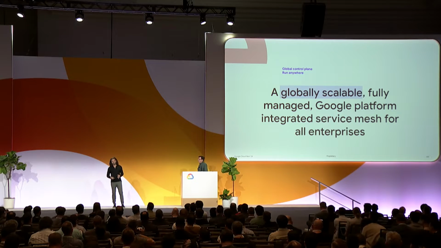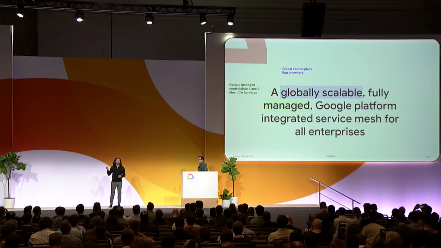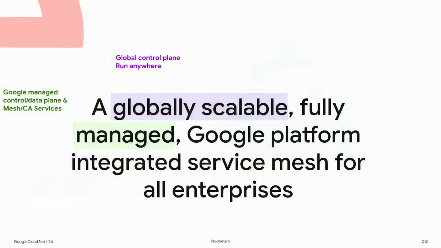That's a lot of words, so I'm going to break it down a little bit. So globally scalable, we offer a global scalable control plane that can extend and run in any environment, whether it's Google Cloud or non-Google Cloud. One of the things we're really focused on is being fully 100% managed. So that means we manage the control plane and all the life cycle. We manage the data plane. We manage integrations with cloud networking, dashboards, and such.